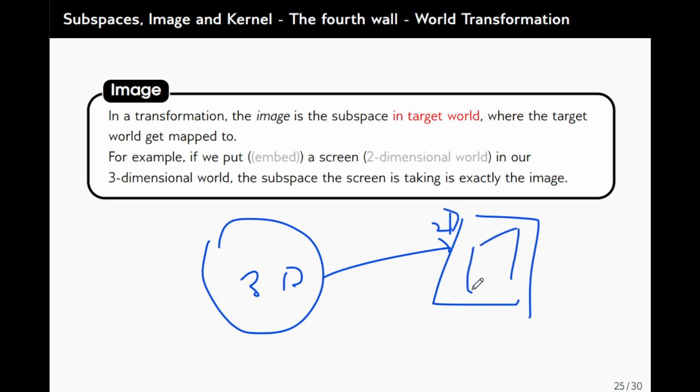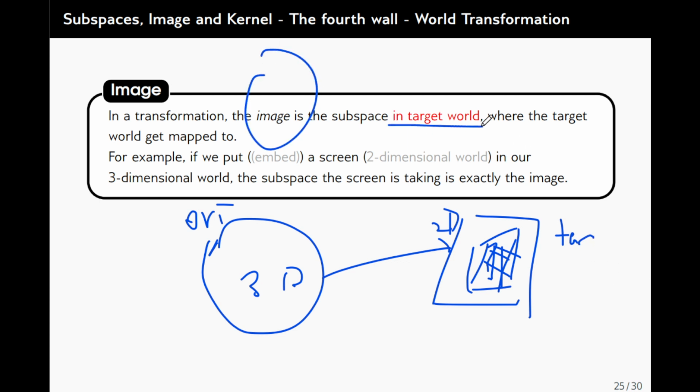So how large will it be? That's the point. The image is where the space that you would like to map is mapping to. Remember, you have two spaces, right? This space we just call the original space, okay? This space I call the target space, okay? The image is in the target space because you are trying to measure where it maps to. So it's in the target space.